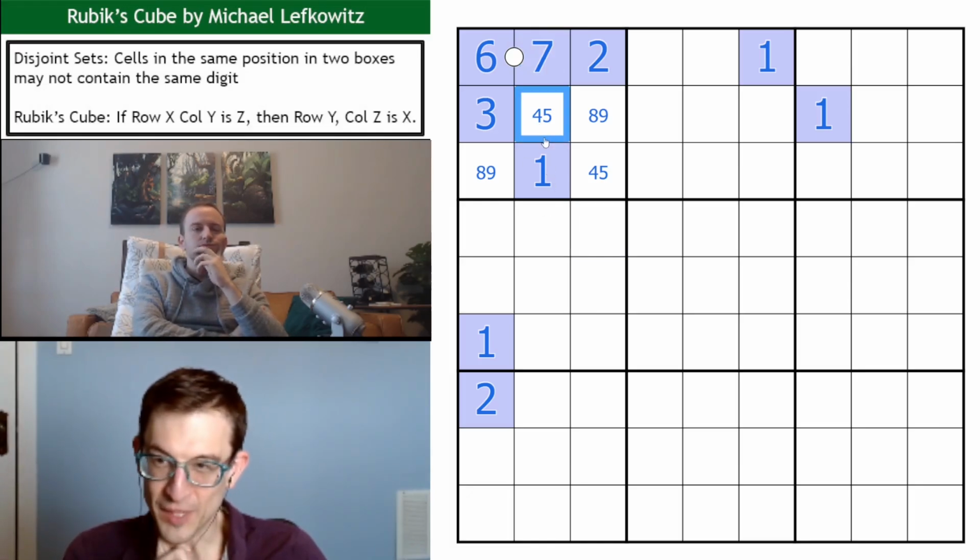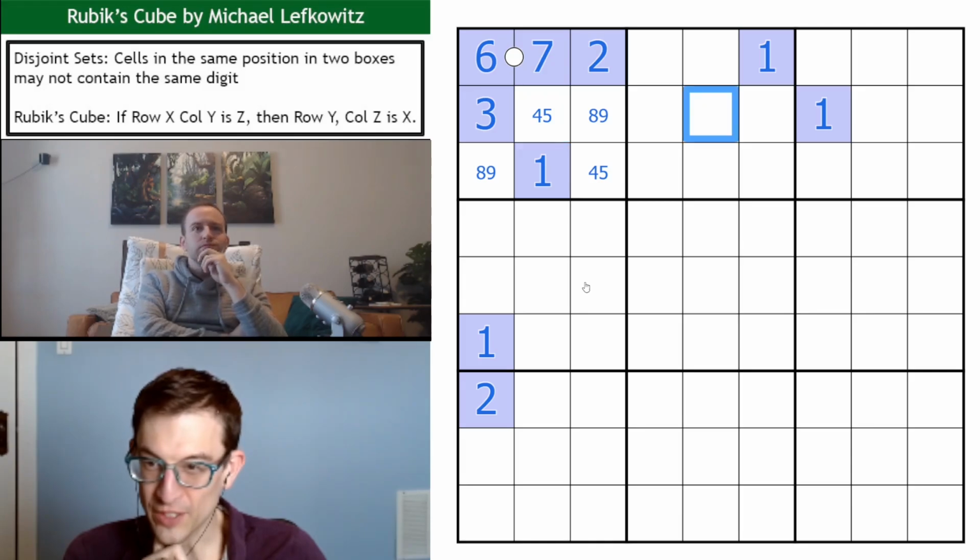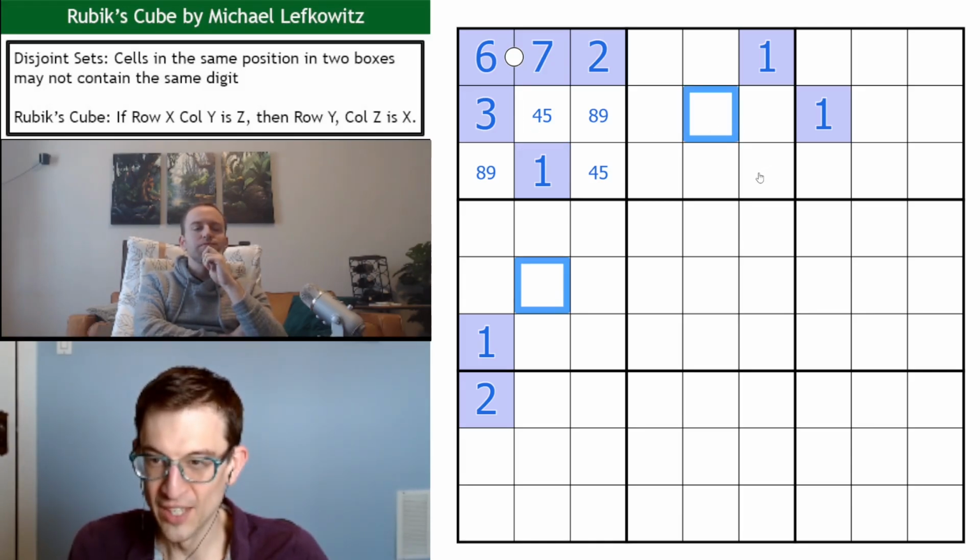I'm trying to think if there's a problem. This is 2, 2. Do I get it? Yeah, this can't be 5 for the same reason as the disjoint sets thing. Because obviously, the disjoint set is very important here.